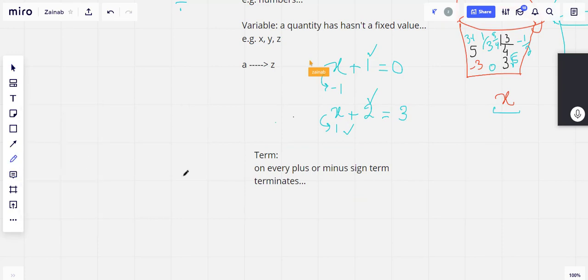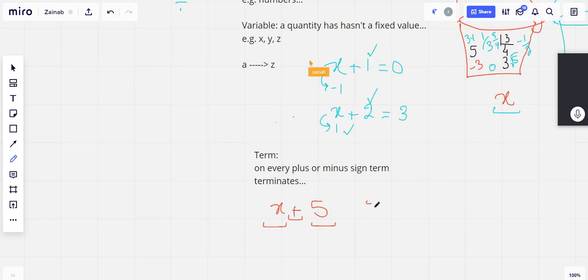Let's look at an example. Let's say x plus 5. So as I told you, on plus sign the term terminates. So here is the plus sign. That means that in this expression we have two terms, x and 5, because on the plus sign the term ends. Terminates means ends.